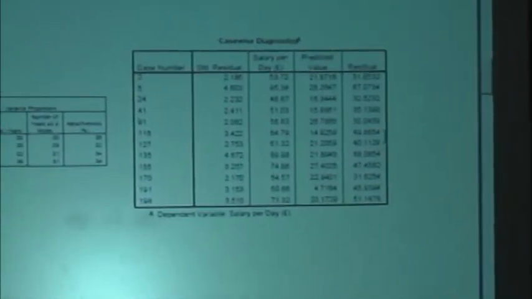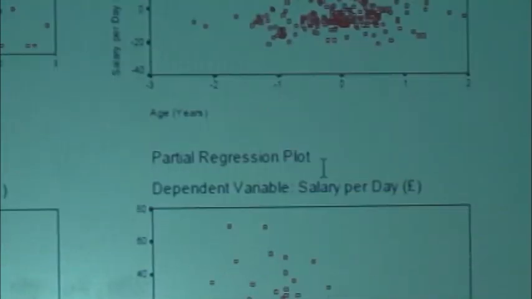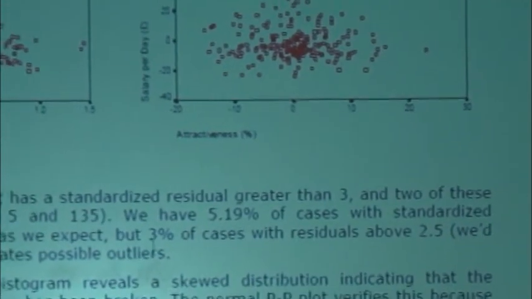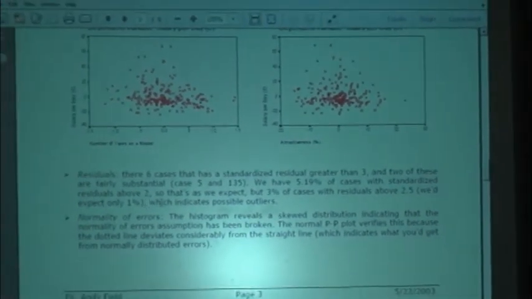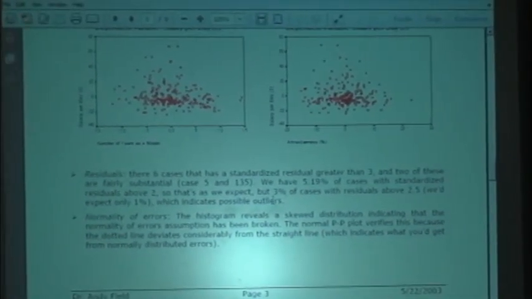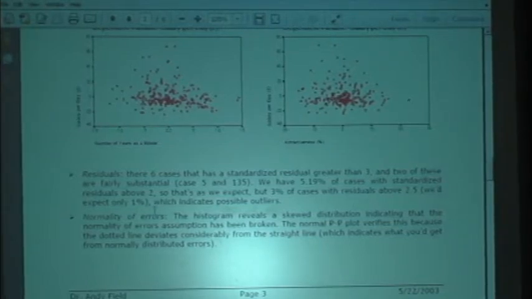Those big actual residuals. We have 5.19% of the cases with standardized residuals above 2, so that's as we expect. But 3% of the cases with residuals above 2.5, we'd only expect 1%. Because z-scores, 2.5 would be a 1% z-score, 2 would be a 95% z-score. Possible outliers. Normality of the errors.